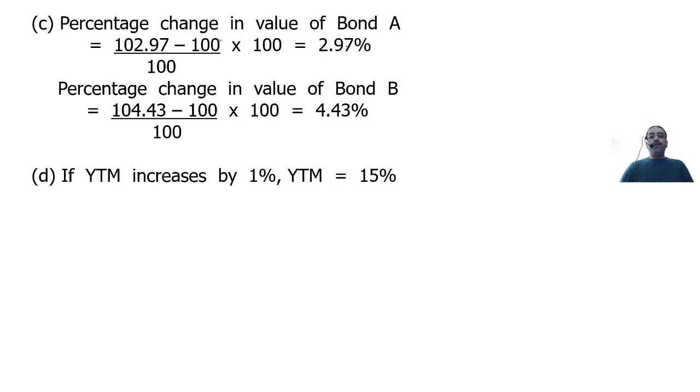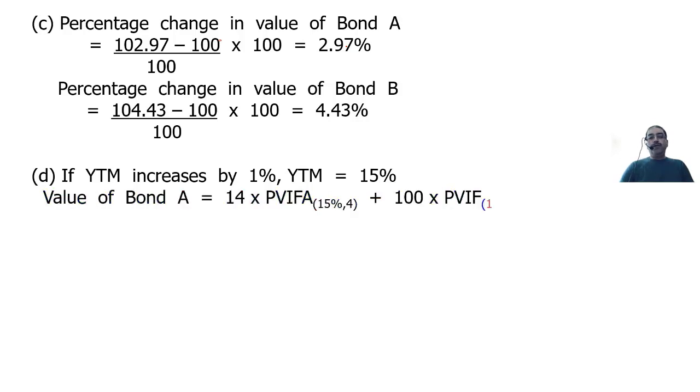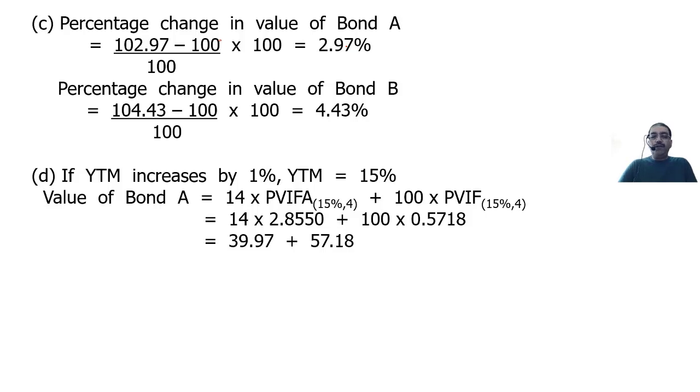Now if the YTM increases by 1%, same way you have to do. YTM will become 15%. Value of bond is 14 into annuity factor at 15% for 4 years plus 100 into PVIF at 15% for 4 years. Calculate the annuity factors. You get 2.8550, 0.5718, 39.97, 57.18, 97.15.